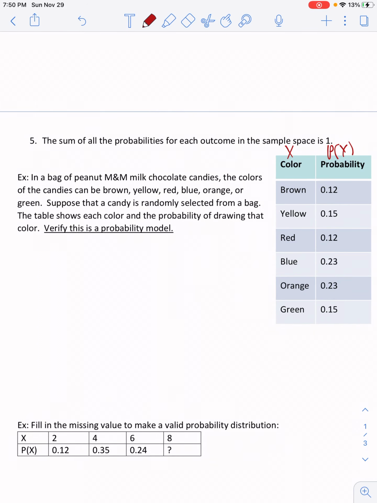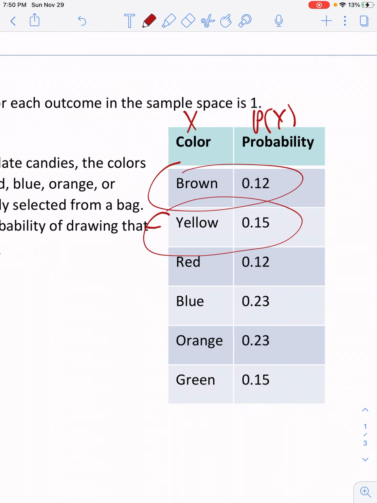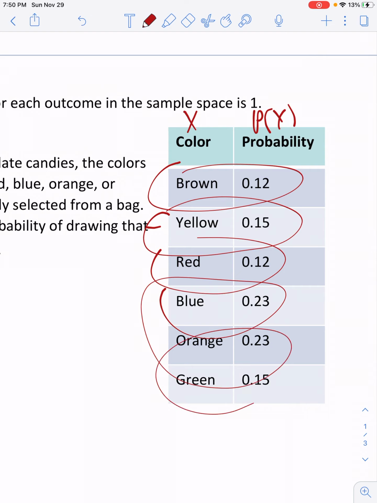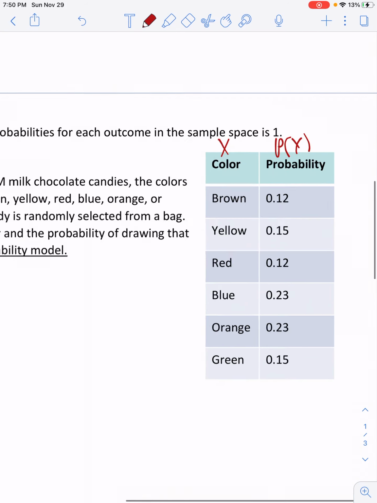Here's our example. In a bag of peanut M&Ms, milk chocolate candies, the colors of the candies can be brown, yellow, red, blue, orange, or green, right? All of these. And then suppose that a candy is randomly selected from the bag. The table shows each color and the probability of drawing that color. So essentially you have a 12% chance of getting a brown, 15% chance of yellow, right? And so on. Or as a decimal, 0.12, 0.15, and so on.